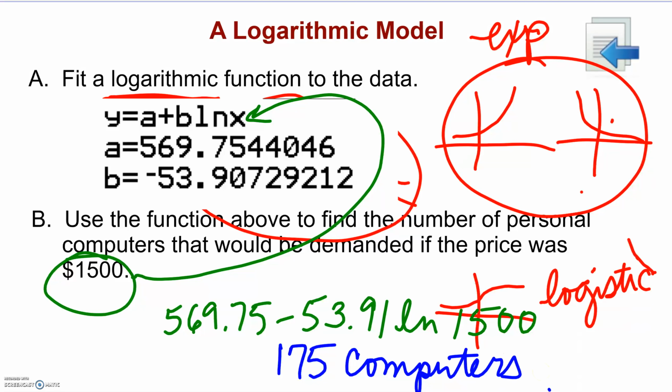All right, there's not a problem like this necessarily in your homework, but I just wanted to make sure that you knew how to do those logarithmic regressions. You may see one on a review, on a quiz. Make sure you know how to do that. All right, that concludes section 3.4.